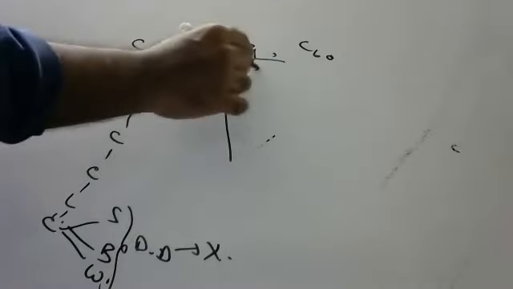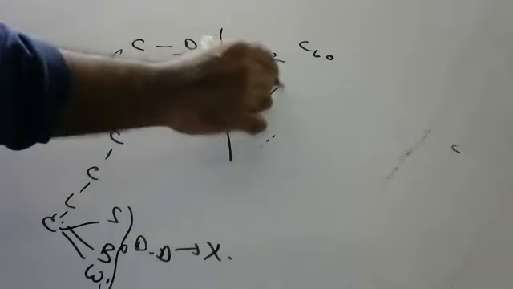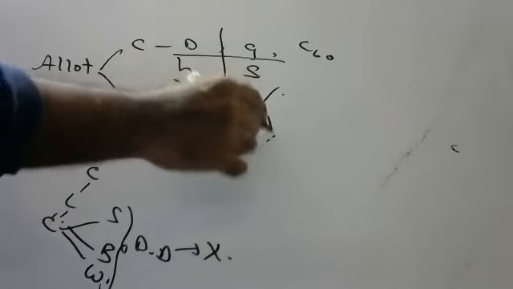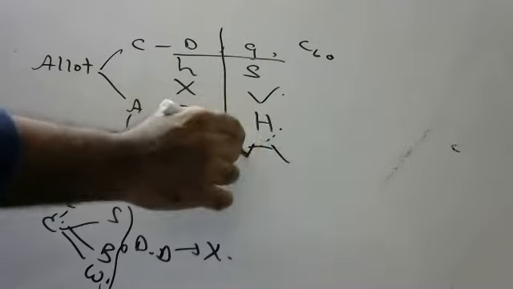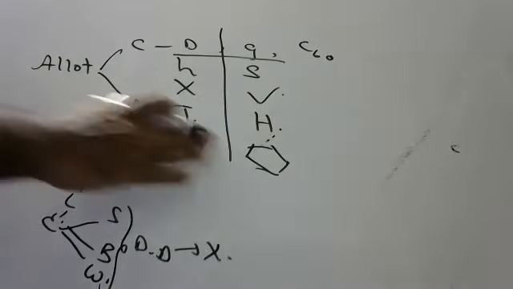Diamond is very hard, graphite is soft. Diamond does not conduct electricity, graphite conducts electricity. Diamond is tetrahedral, graphite is hexagonal. The shape of each you should also draw. Okay, the shapes you should draw.